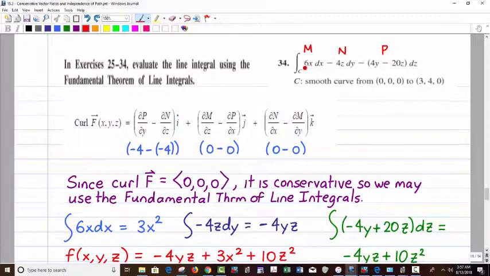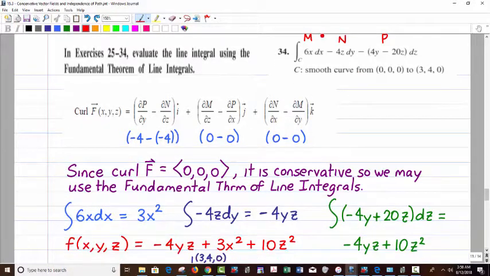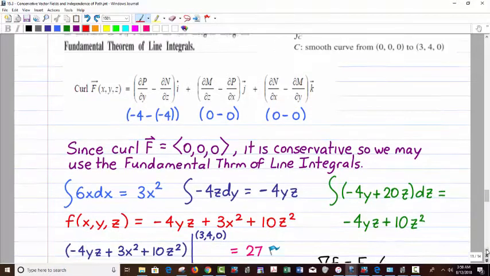So we integrate the M with respect to x. The antiderivative of 6x dx would be 3x squared. The middle one, the antiderivative of negative 4z dy would be negative 4yz. And the antiderivative of this last one, you see I distributed the negative through here to make it negative 4y plus 20z, with respect to z, gives you negative 4yz plus 10z squared.